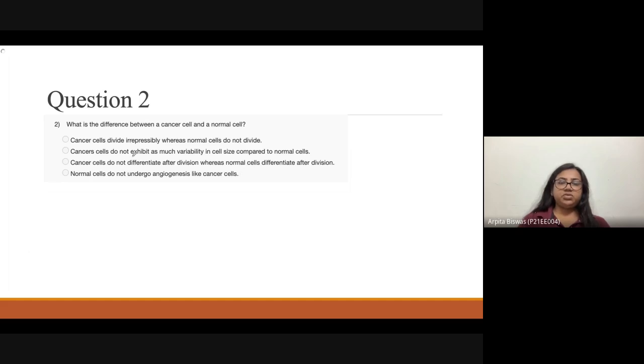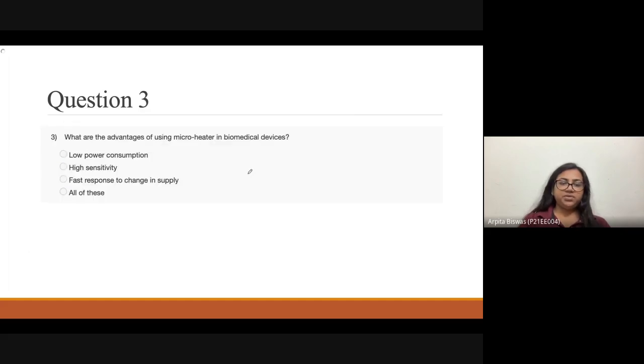So the right option is option C. Cancer cells do not differentiate after division, whereas normal cells differentiate after division. So next we move towards question number three.